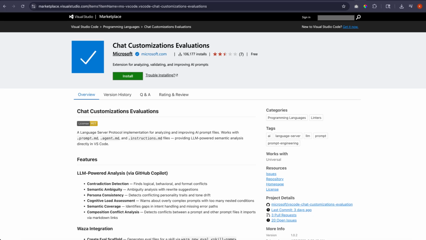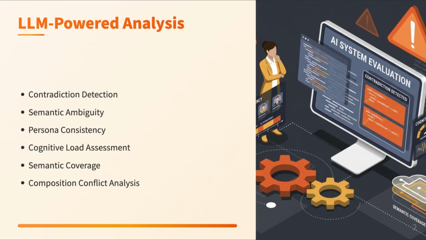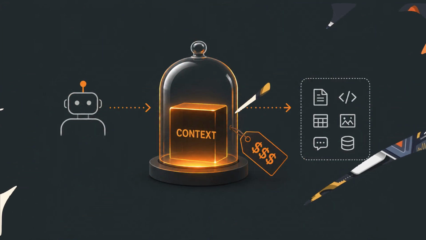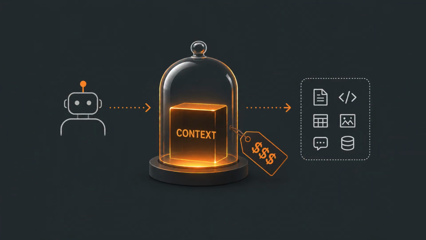In this video, we'll look at how to evaluate and improve your prompts using Microsoft's Chat Customizations Evaluations extension for VS Code. Rather than guessing whether your prompts are effective, this tool allows you to systematically review your agent instructions against established best practices. Because when working with AI agents, context is both limited and valuable.